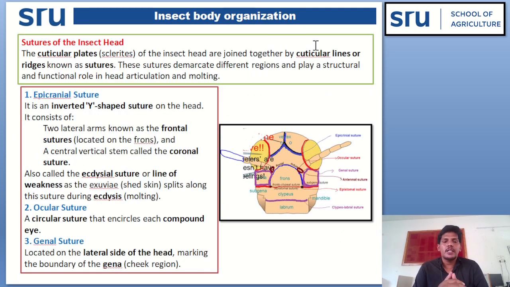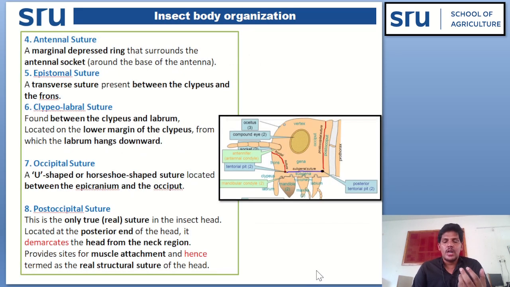Next, we are discussing the sutures of the insect head. The cuticular plates of the insect head are joined together by cuticular lines or ridges known as sutures. So see here, the important sutures of the insect head: epicranial suture, ocular suture, genal suture, antennal suture, epistomal suture, clypeolabral suture, occipital suture, and post-occipital suture.